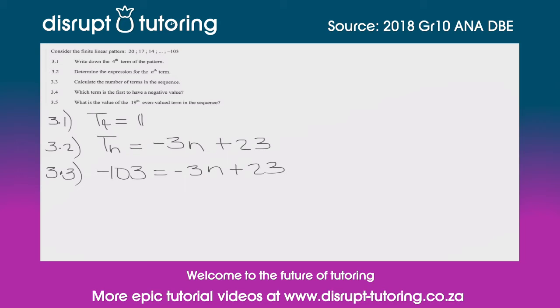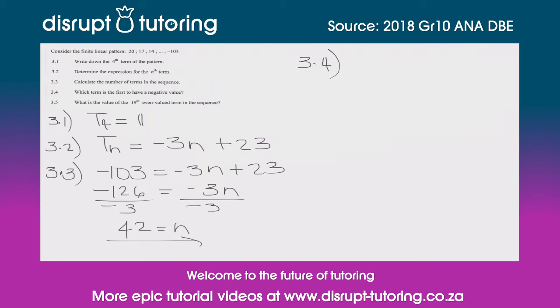The first thing we would do is get rid of our 23 by taking it over to the left-hand side. That would become negative. So we've got negative 103 minus 23, and that's going to give us negative 126. So that's going to be negative 126 on the left-hand side, minus 3n. We would then divide both sides by negative 3, and negative 126 divided by negative 3 is going to give us 42 equals n. And that means that there are 42 terms in this sequence. Let's move on to the next one, which is a little trickier.